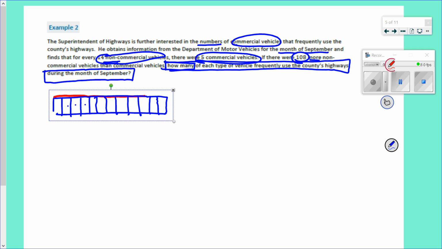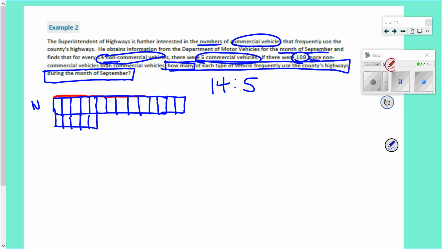Should we write down the ratio first and then do that? Yeah, we can. Absolutely. Thank you. Okay, then we're going to do 5. All right, now do we need to do anything with this tape diagram? Yes. Label it. Thank you. Okay, so what's my top? Non-commercial. And then the bottom is? Commercial. Okay. All right, we've got that.